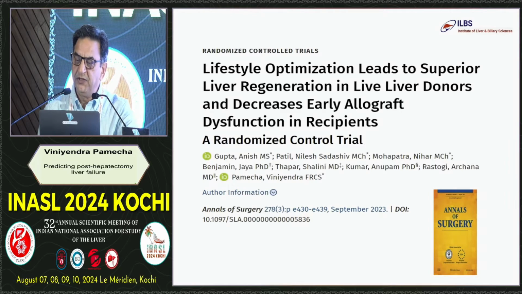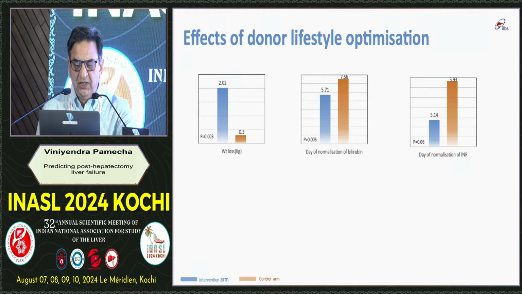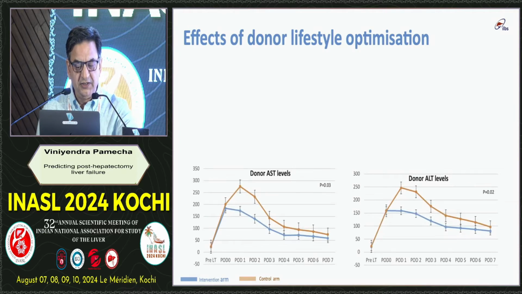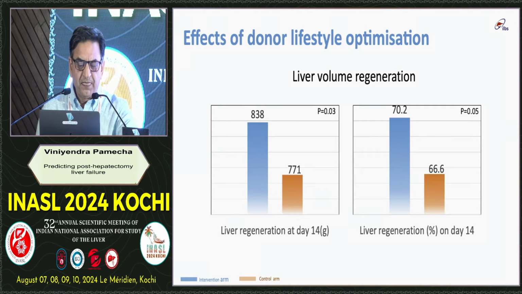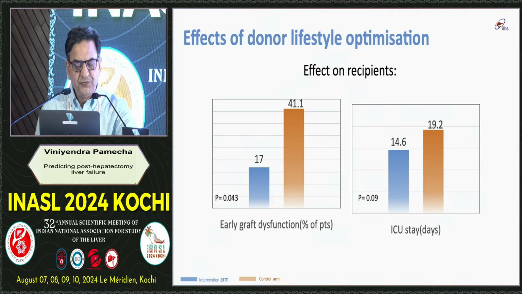So we went on and did this randomized control trial to look at whether lifestyle optimization in healthy normal donors with less than 5% steatosis affects their liver regeneration, in terms of recovery of biochemical function, restoration of volume, and also graft function in the recipient. What we found was there was good weight loss, and normalization of bilirubin was earlier, and INR was also normalized earlier. The AST levels were lower as well, and liver regeneration on day 14 was much better in donors who had the optimization protocol. This was backed up with markers of liver regeneration as well. Early graft dysfunction rate in the recipients was lower, and their ICU stay was lower as well. So this shows that there is so much capacity within the liver, even within so-called normal livers, to regenerate, and those capacities need to be utilized in order to prevent post-hepatectomy liver failure.